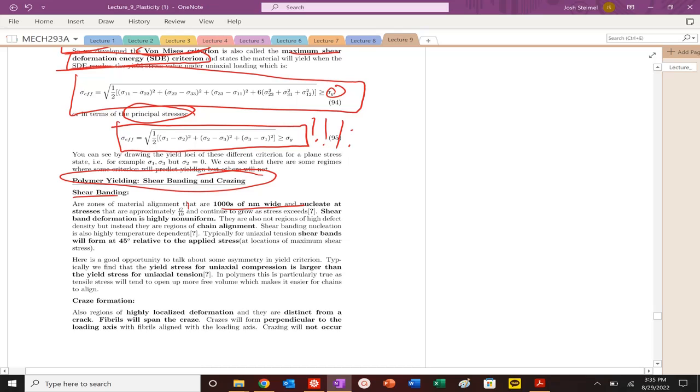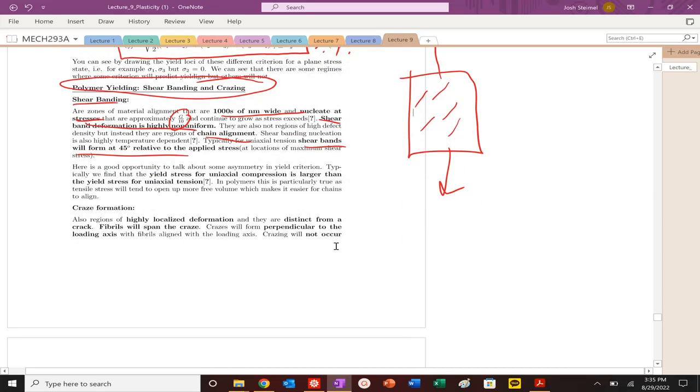So polymers are always a unique material. We can see at basically yield, when you have simple uniaxial deformation in tension, polymers can form shear bands. Those occur at regions of maximum stresses, which are 45 degrees relative to the applied stress. You can also get craze formation, which is very unique to polymers.